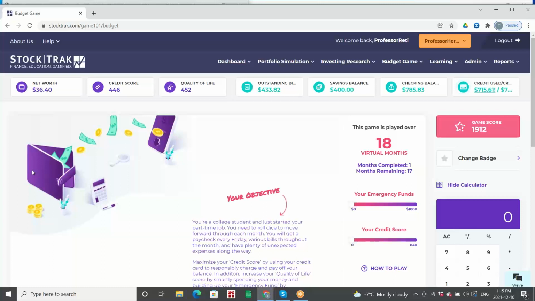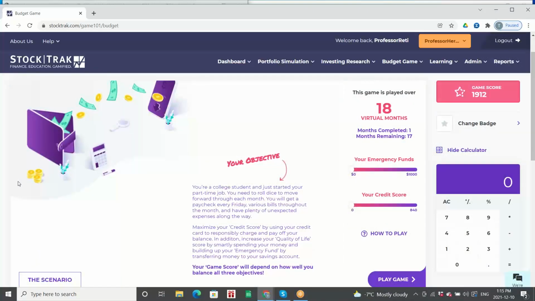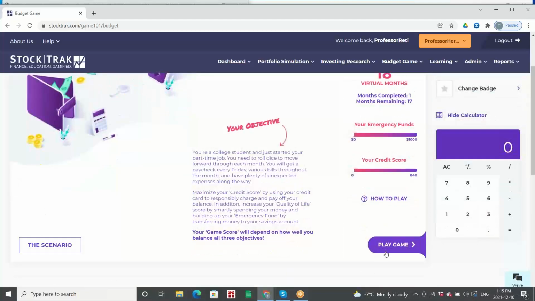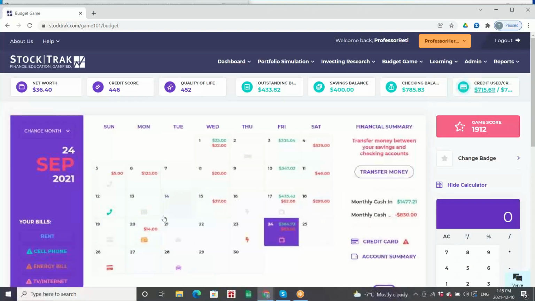This is really great in a personal finance setting, anywhere where you want the students to experience a little bit more of how managing a real budget is, managing income and expenses when they graduate. Okay, so let's go ahead and play the game. We can see that I have bills: rent, cell phone bill, energy bill, TV, internet, car insurance, and a car payment. At any point in time, you can change all of these metrics. When you're setting up the budget game, you're selecting all of the life inputs that the student is going to experience. So we have our net worth, right? We have our credit score, which increases. We have our quality of life score.